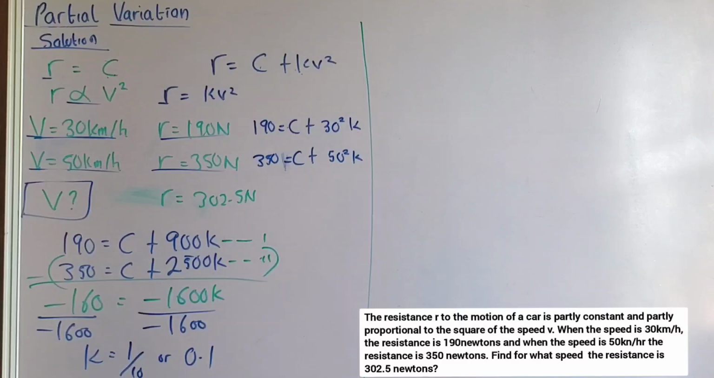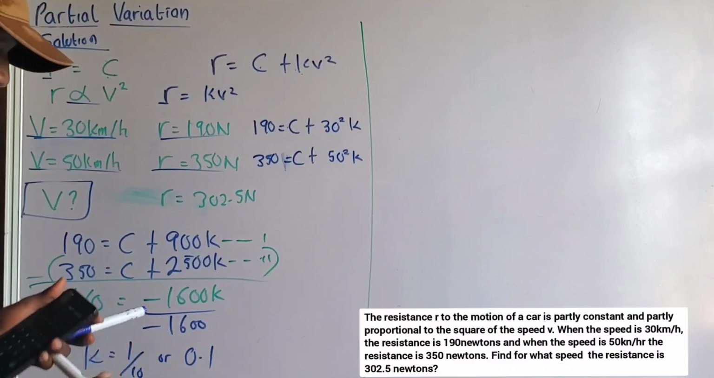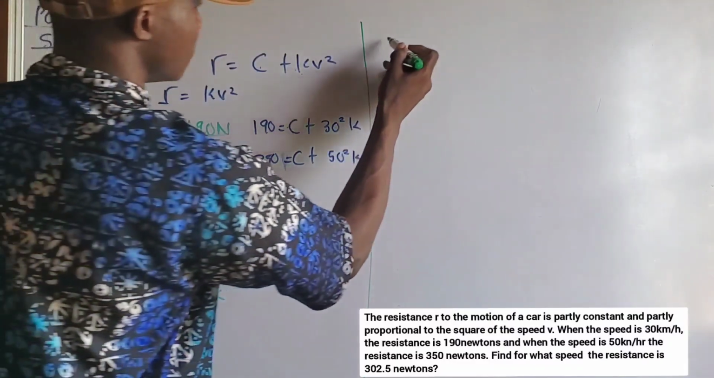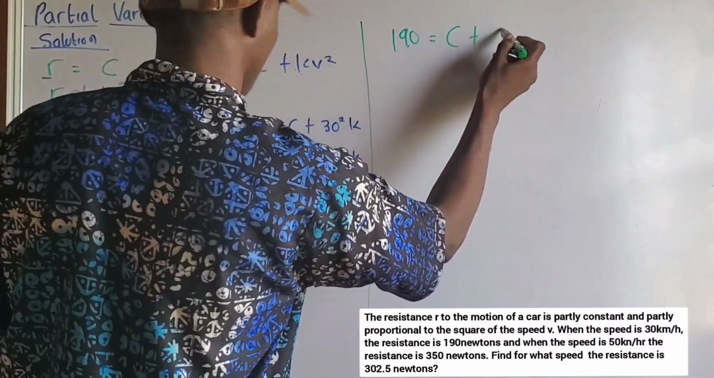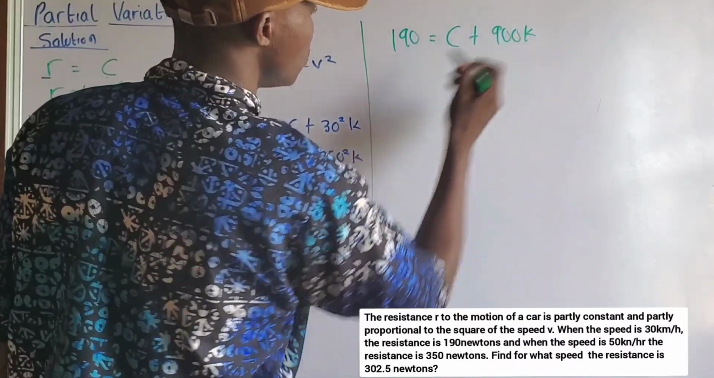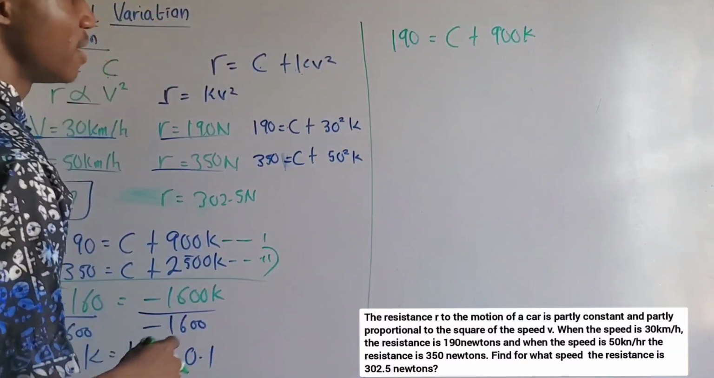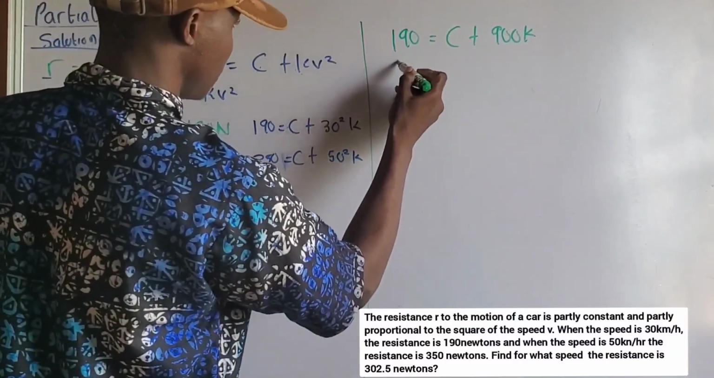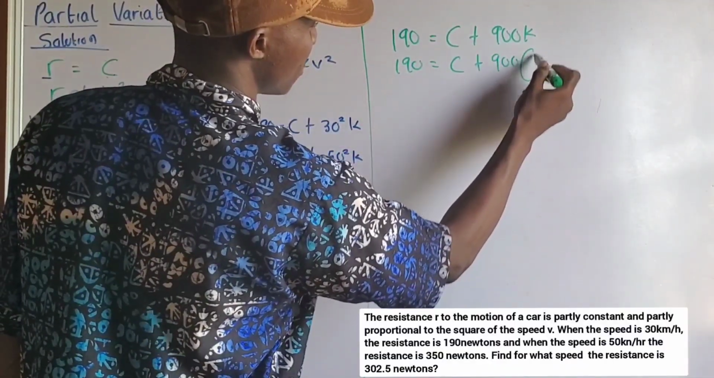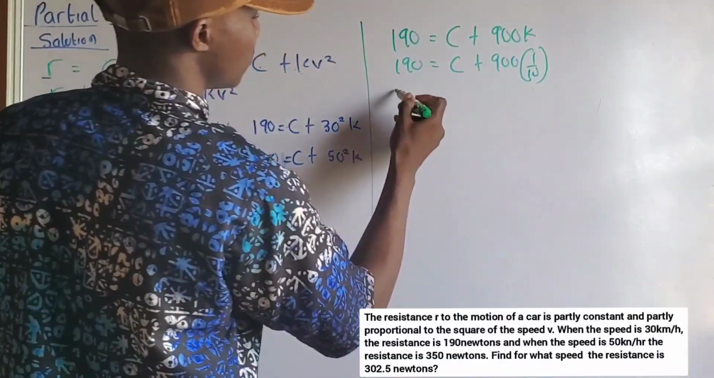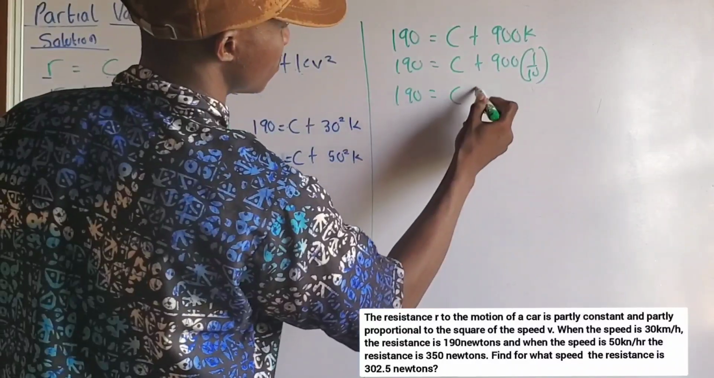Since we know the value of k, we can easily determine the value of c by substituting the value of k into any of these equations. So let us make use of equation 1. Equation 1 is 190 equals c plus 900k. Do you understand? So now 190 is equal to c plus 900 multiplied by 1 over 10, right? Yes. So 190 is equal to c plus 90.